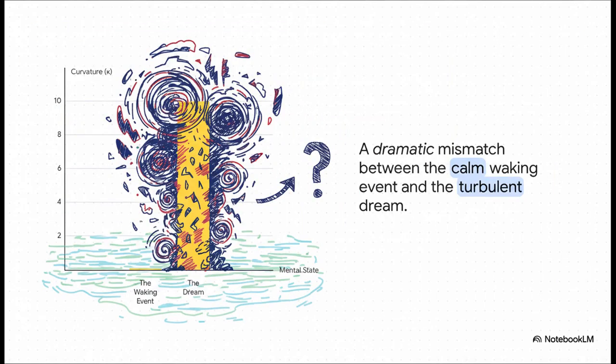So let's apply this new tool to our evidence. The waking invitation had a curvature of pretty much 0. I mean, it was emotionally straight, no twists or turns. The dream, though, its curvature was through the roof. And this mathematical difference just makes our mystery even weirder. How does a 0 curvature input produce such a high curvature output? Where is all that jagged energy coming from?